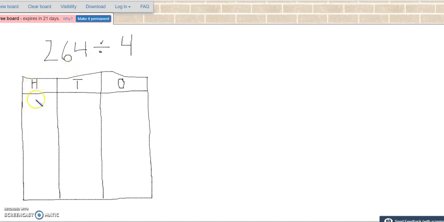So within the hundreds, I'm going to write how many hundreds are represented in that total number. And there are 2 hundreds represented. So I'm going to put 2 100s there inside my box.